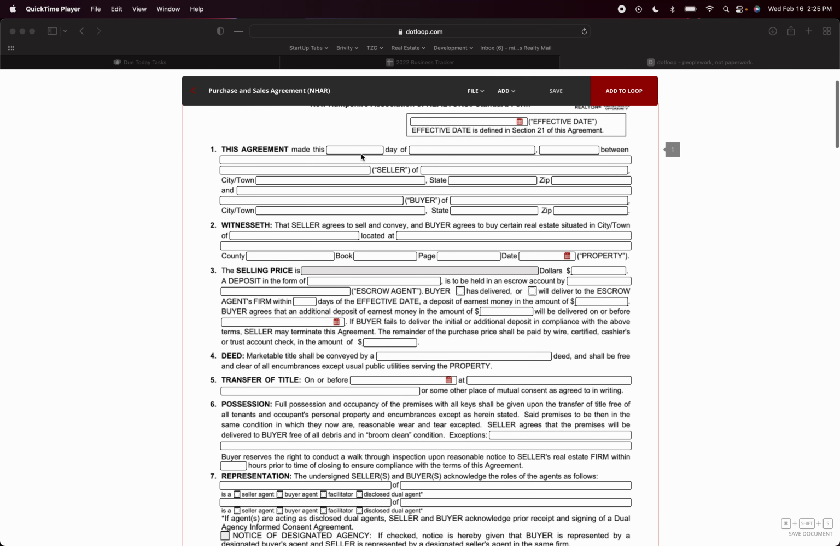Once you have the effective date, you go on down. So section 1 of the agreement is some pretty basic information. This agreement made this day of, so this is going to be the day that the agreement is actually written, not necessarily the date that it's signed.